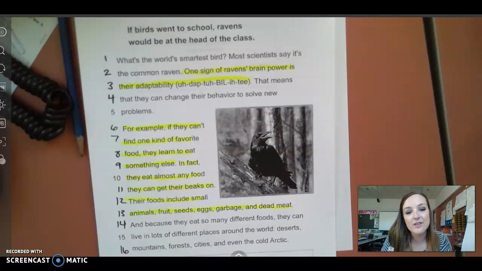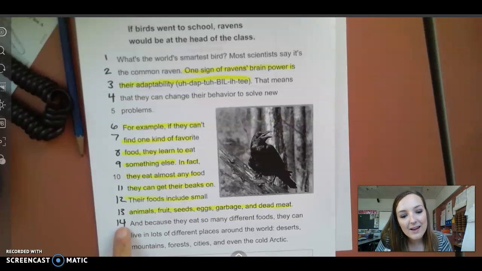So this tells us how the ravens are able to adapt or change. So for example, if their favorite food is fruit and they can't find fruit, then they'll just find something else to eat. And I love they gave us that clue word, for example.